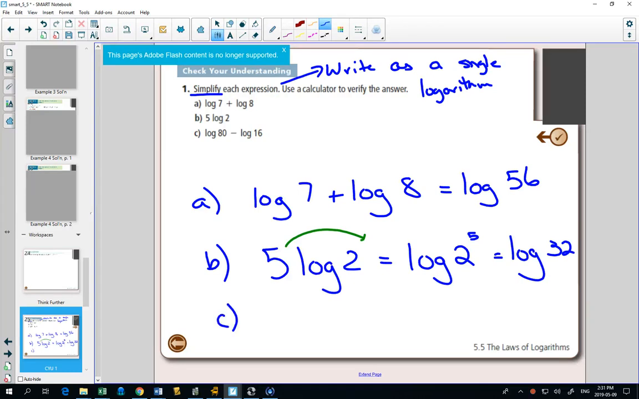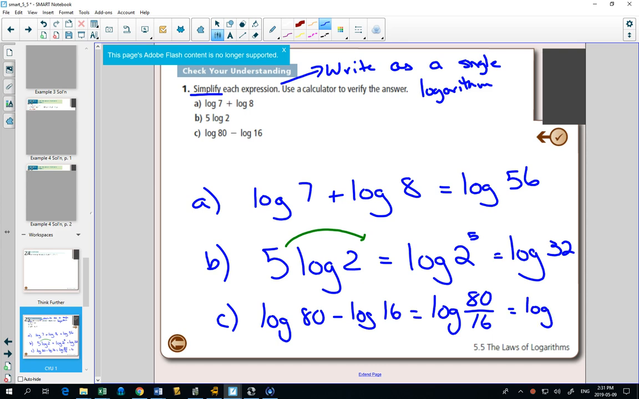And part C, subtracting two logs is the same as dividing within the logarithm, and you can simplify 80 over 16 to be just 5. And so these questions are just practicing taking one side of your log equation, simplifying it to write it as a single logarithm.